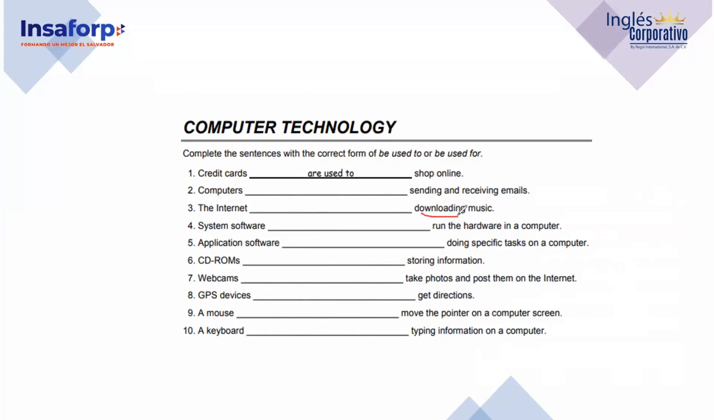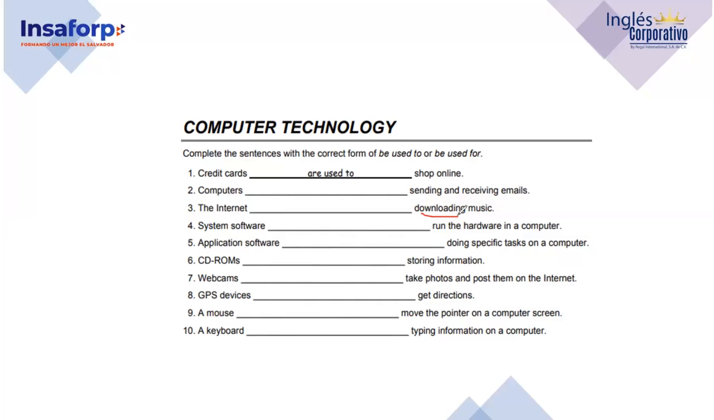Is this correct? No, I'm just saying. Look at the verb. Downloading. Is that infinitive? It is the "to". Yes, "for". Okay, the "for". Well, used for. What's happening, teacher? Exactly. Very good.